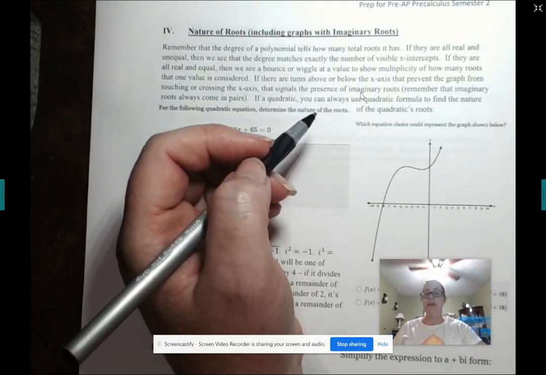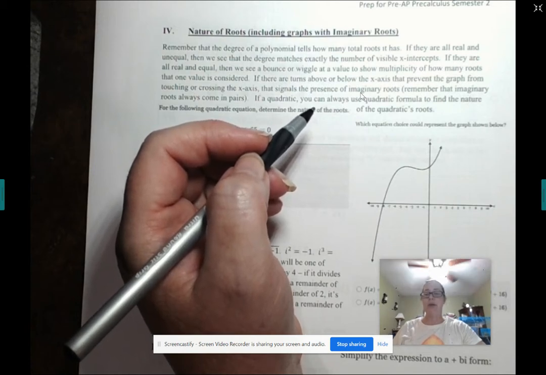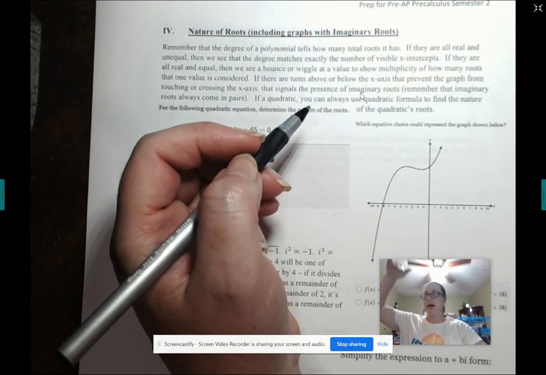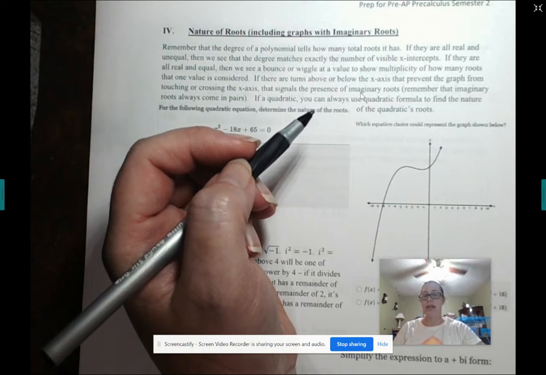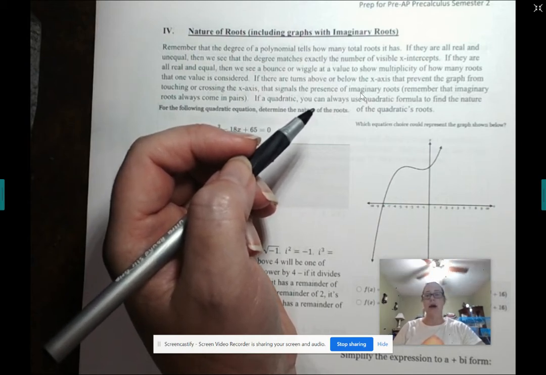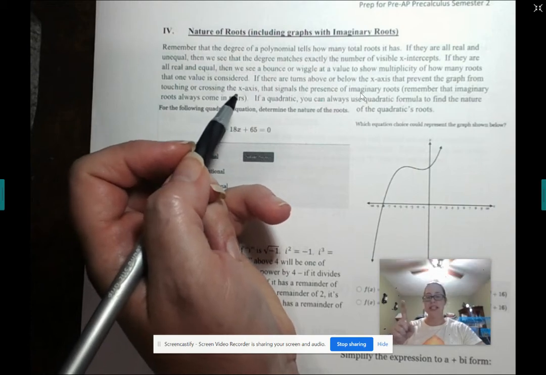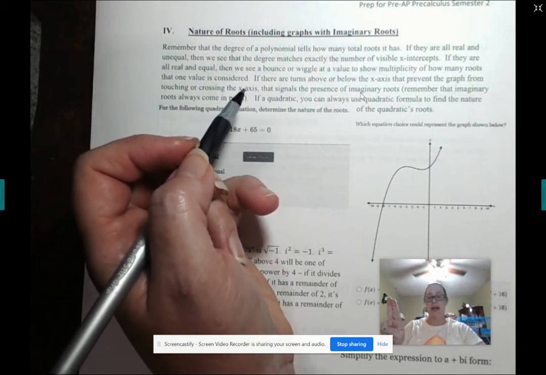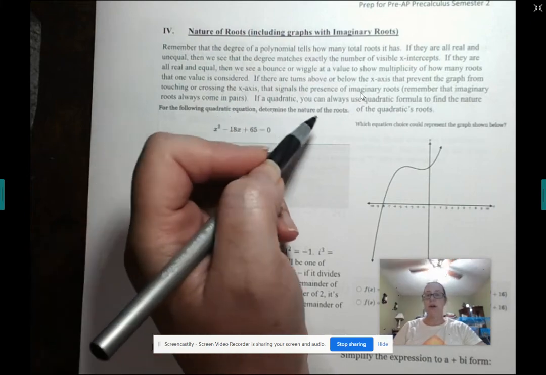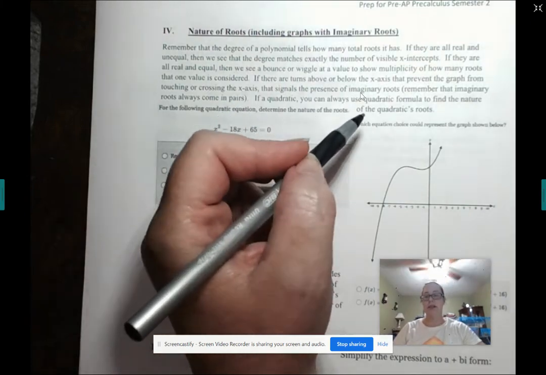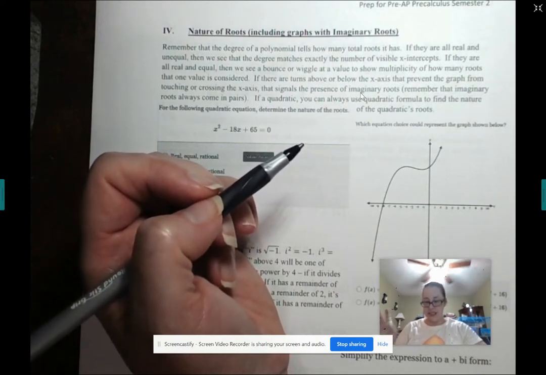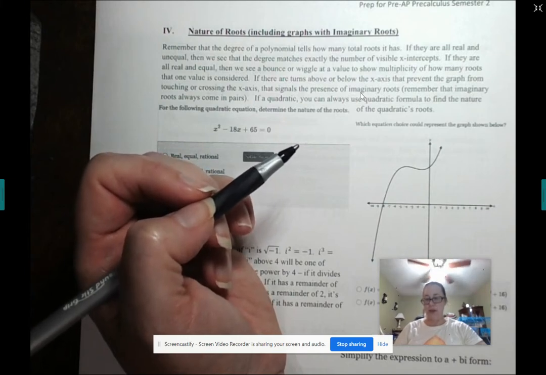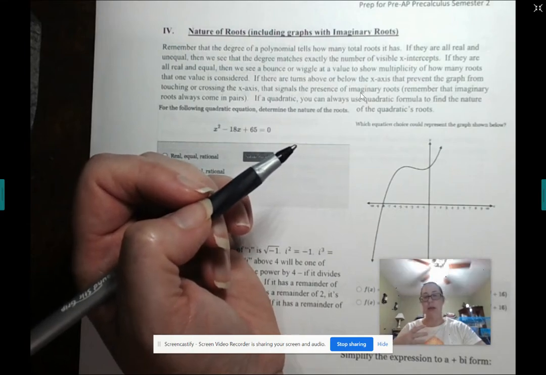But if there's a turn in the graph above or below the x-axis, and it prevents the graph from coming back down or going back up and touching the x-axis, that signals the presence of some imaginary or complex roots. And remember, imaginary roots come in pairs. So we're never just going to say there's one imaginary root. They're always going to come in pairs. If it's a quadratic, of course, you can always use the quadratic formula to find the nature of the roots. Remember, the quadratic formula can show us by the discriminant value, the number inside the square root, whether the roots are imaginary. If it's negative, that shows you that there are imaginary or complex roots.